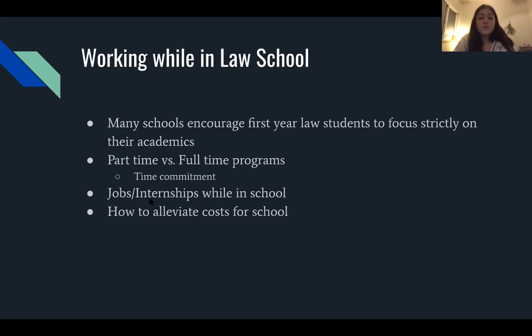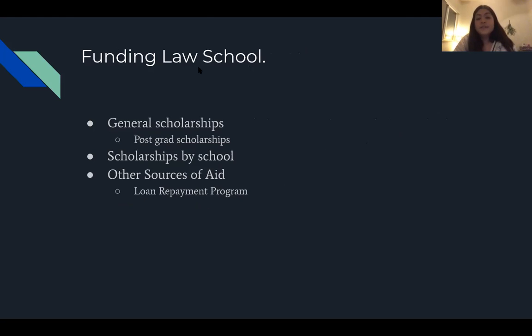Think about what jobs you want to do during school and how that would help you alleviate costs for school. And so in funding law school, generally through scholarships, so post-grad scholarships that you would find online to start applying to, and scholarships by the schools. These will usually be given based off your application and whether you qualify for them, and then look into loans and repayment programs too if you feel like you need those as well.